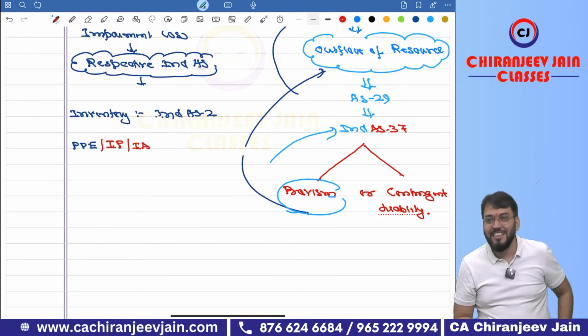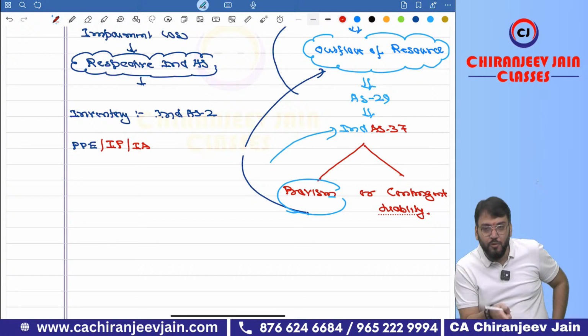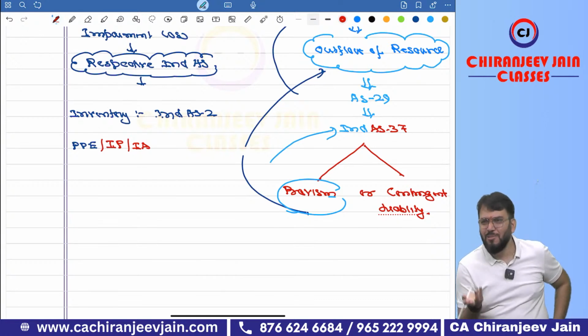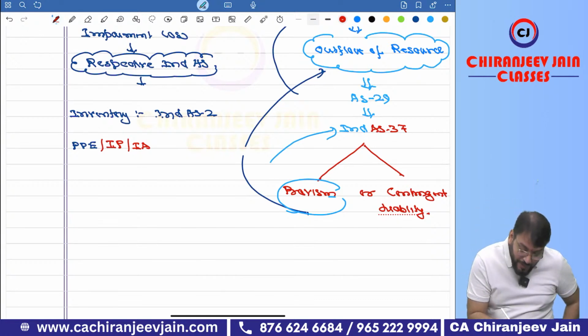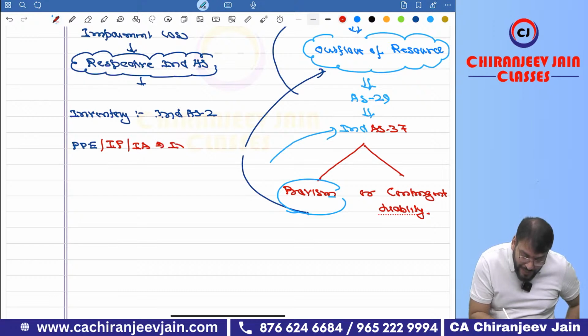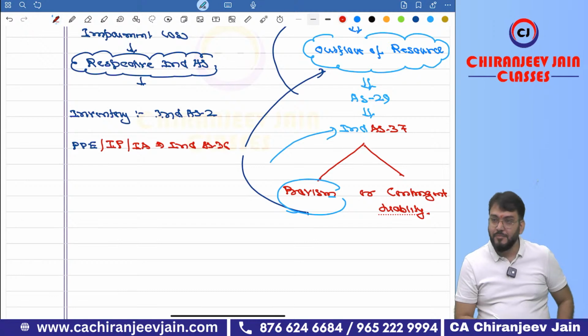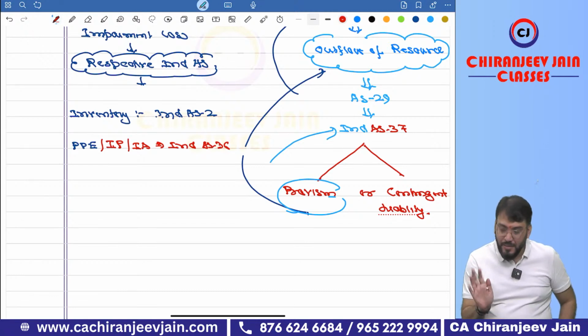Intangible asset. Intangible asset. If you don't know, write them in full. But you know IA means what? Intangible asset. For that, impairment loss is covered under Ind AS 36, coming soon in your life. Correct? Ind AS. Write down.